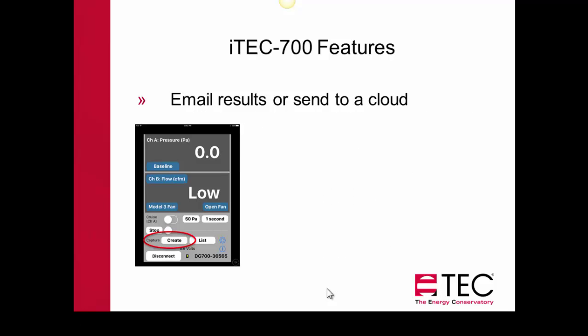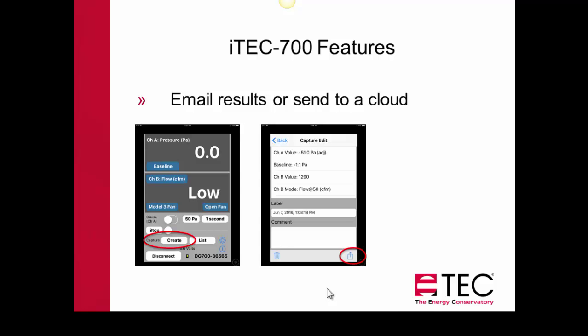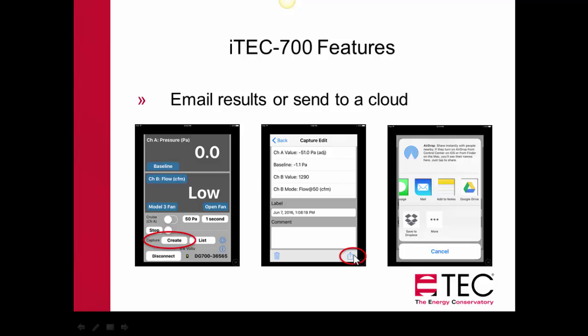So to email the results, when you click on the create button, it'll pull up the capture edit screen, and you can change the label and add comments here, and then click the send icon there. And then you can choose between whether you want to send it to mail, or if you have Google Drive set up on your app or Dropbox set up on your app, you can choose one of those and send it that way.